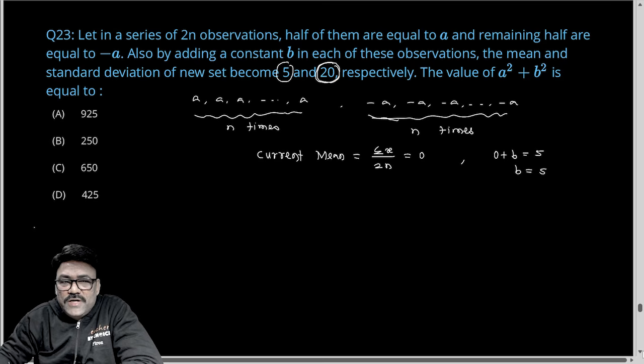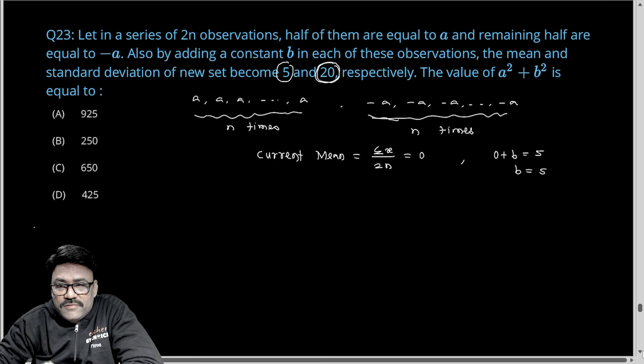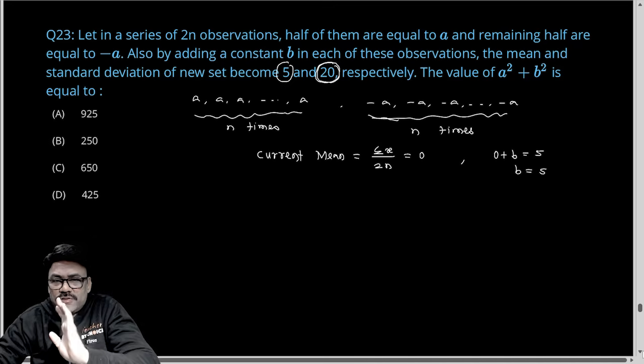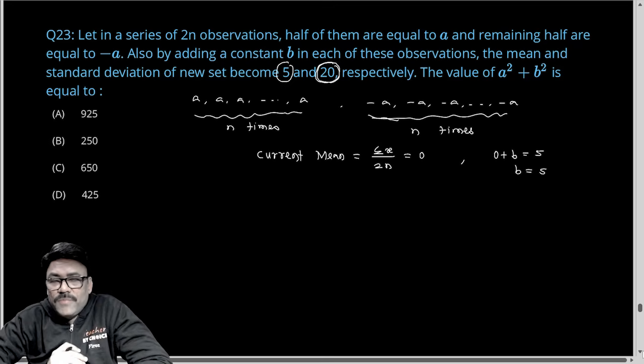Now, what will be the current variance? In fact, it's a standard deviation, not variance. My bad. So a standard deviation also does not change when you increase each observation by a constant quantity. So the current standard deviation and the new standard deviation both will be 20 only. And since the standard deviation is 20, the variance will be 400.